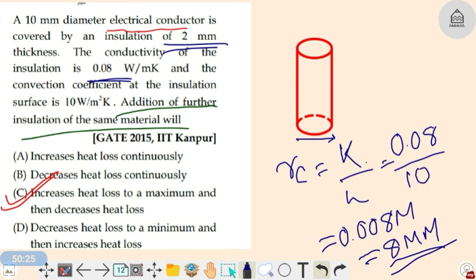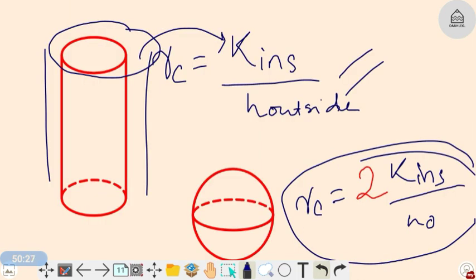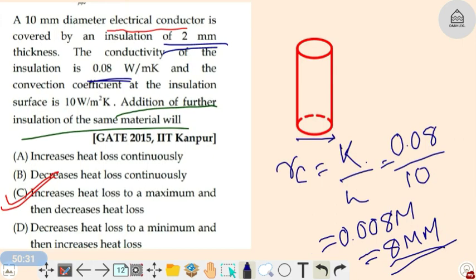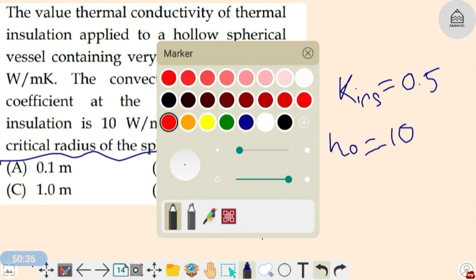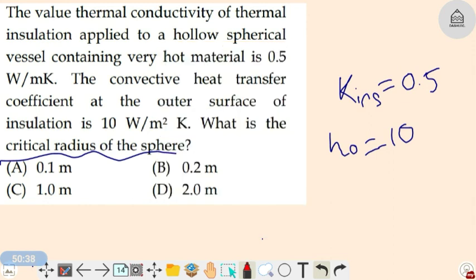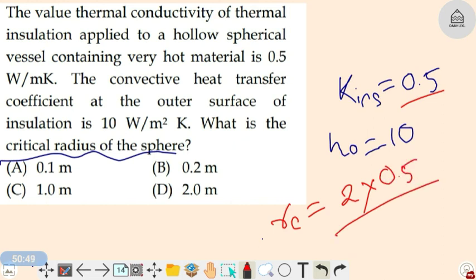Here I have told you the critical radius of insulation for a sphere, that is 2 K insulation divided by H outer. So my RC for a sphere is 2 times K insulation by H, that is 2 times 0.5 divided by 10, which is 0.1 meter. So this is all.